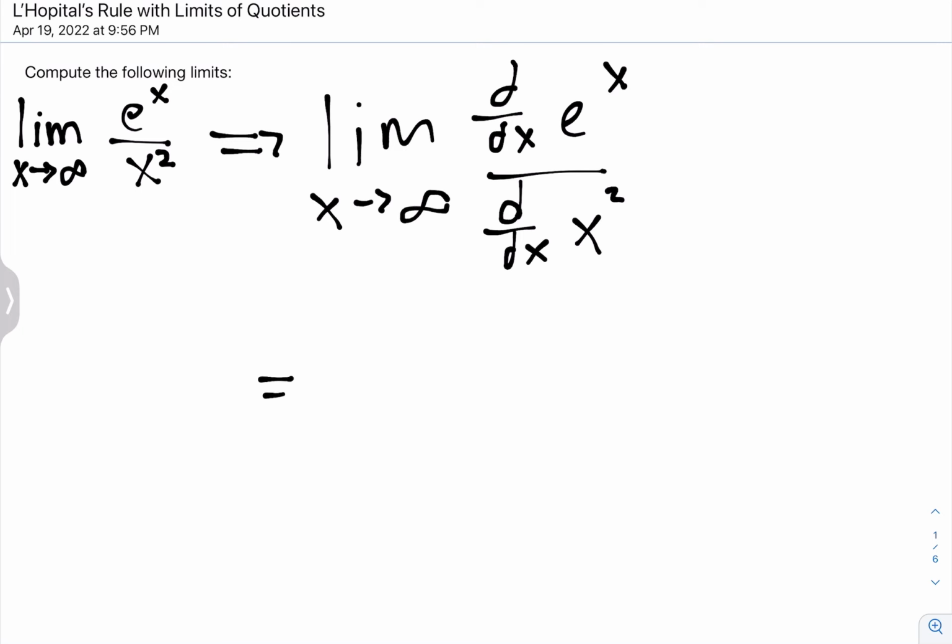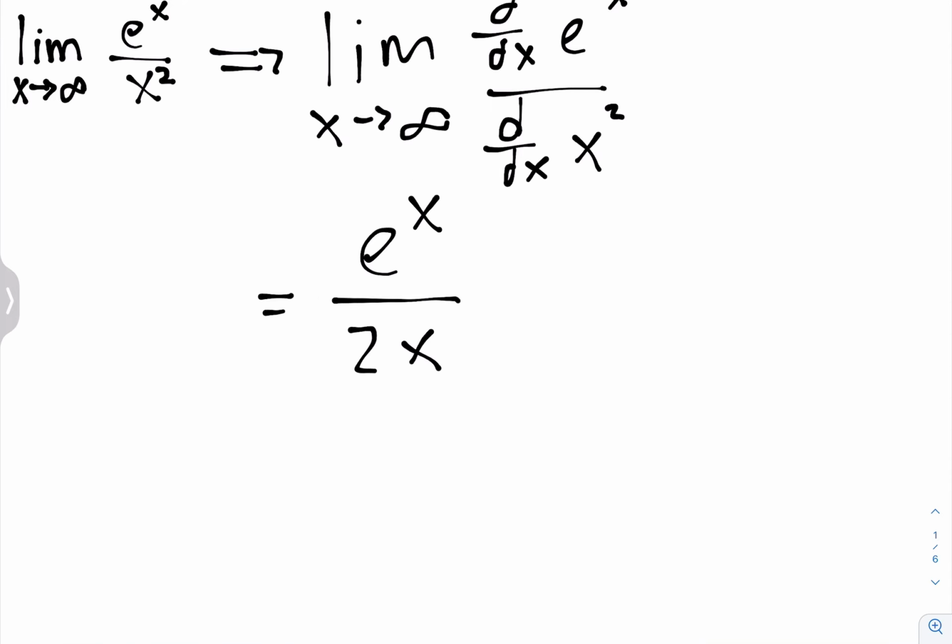So what's that going to be? Well, the derivative of e to the x is e to the x. The derivative of x squared is just 2x. Okay, but notice if we were to plug in infinity for x here and x here, we'd still get infinity over infinity. So we have to differentiate the top and the bottom again. In L'Hopital's rule, you can keep using the differentiation on the top and bottom until you get an answer that doesn't give you an indeterminate form.